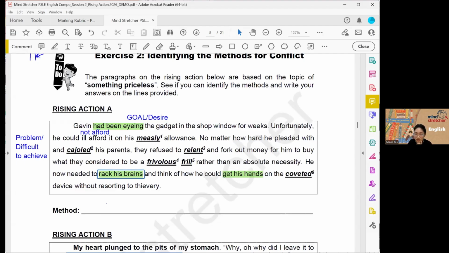So rack his brains is a fixed phrase. If it comes out in editing or comprehension cloze, you need to be able to fill in the blank with the right word. Get his hands, and not get his hand. It's get his hands. Okay? And not get his arms or something like that. No. So it's a fixed phrase. Coveted device, anything that is coveted means you really want it. So this is related to the goal or desire. Okay? Refuse to relent. This is very useful for any composition about not giving up. Okay? Refuse to relent. Whether it's you can't run fast enough and so on. Refuse to relent, I will not give up.